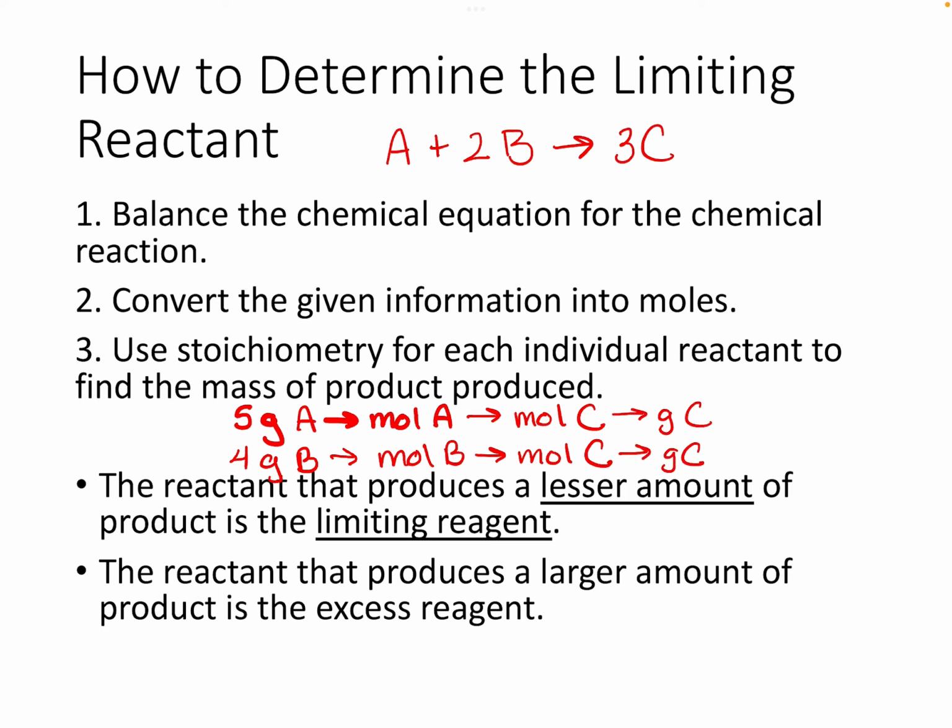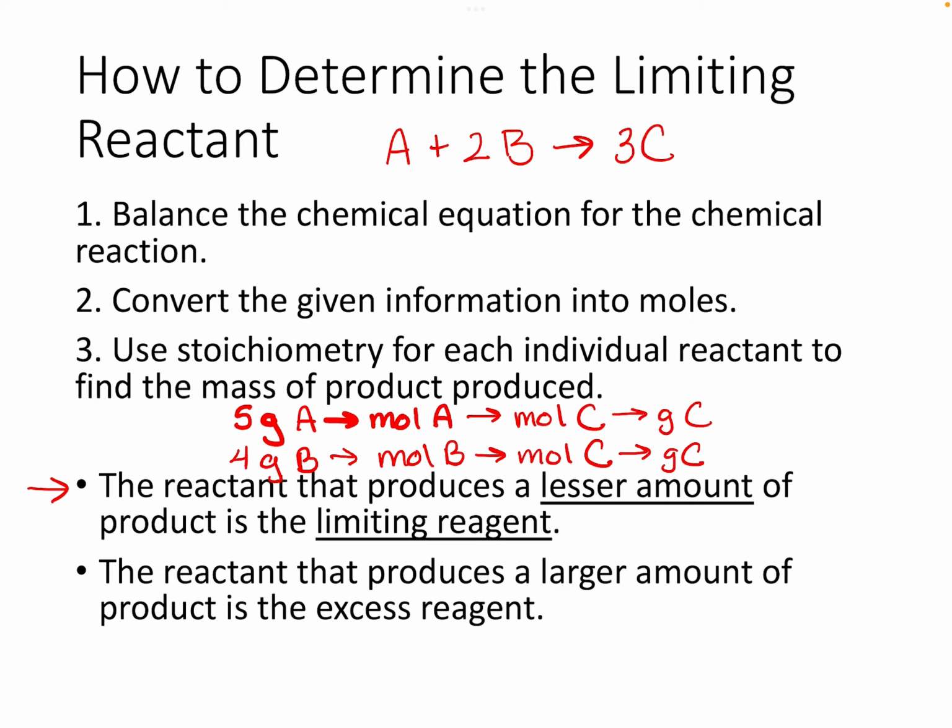Now, once we have grams of our product that's produced from each reactant, assuming we use all of the reactant, then we go on to the next part. So the reactant that produces a lesser amount of product is the limiting reactant, or the limiting reagent, sometimes we say. And then the reactant that produces a larger amount of product is the excess reagent. So very similar to our jam and peanut butter. One ran out first and one had a little bit of extra left over.